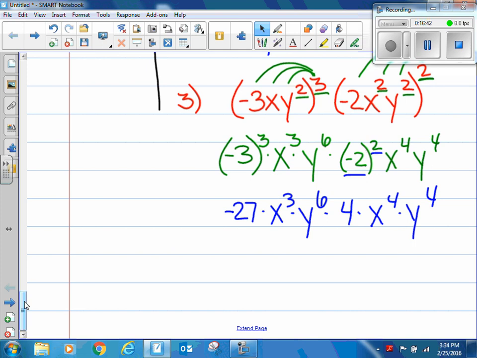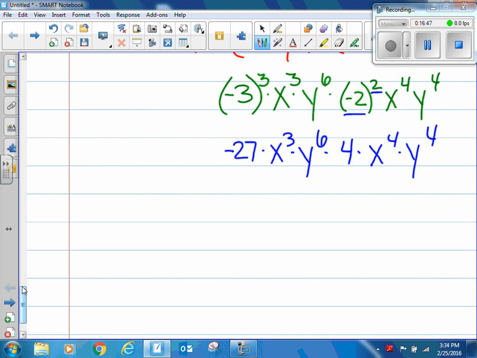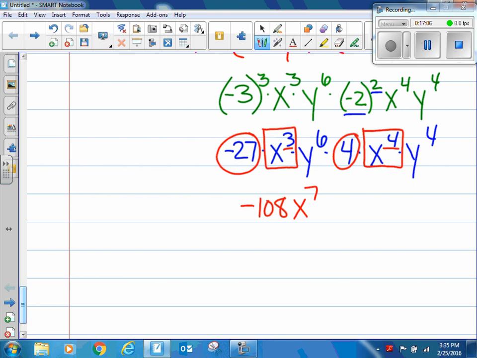I'm going to combine my negative 27 and my 4. I'm multiplying them, so that gives me negative 108. I then can combine my similar bases, x to the third and x to the fourth. When multiplying, we add. So 3 plus 4 gives me x to the 7th. And then I have a y to the 6th and a y to the 4th. 6 plus 4 is 10, y to the 10th. All right, that does it for this video, and we'll practice this more in class.